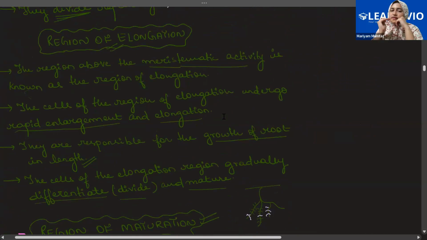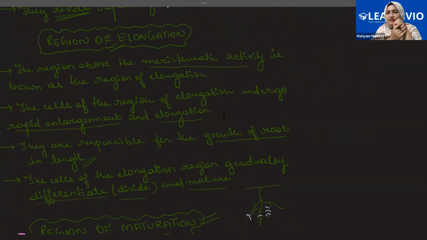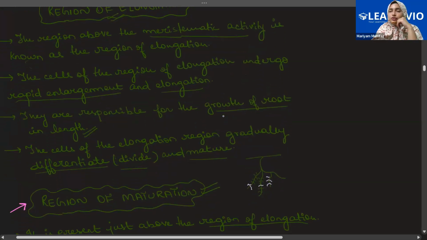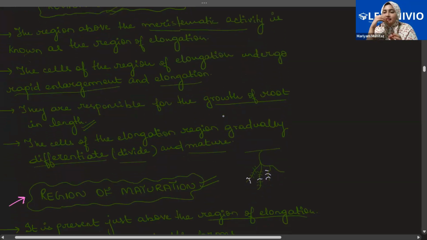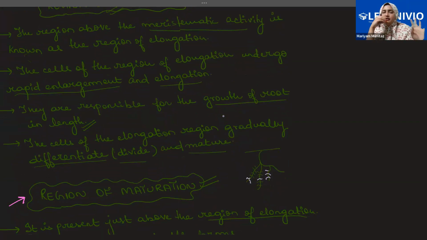Now right above the region of meristematic activity, we'll find the region of elongation. The cells present in this particular region undergo rapid enlargement and elongation, because the name only suggests that, right? And they are responsible for the growth of the root in terms of its length. The meristematic activity and the elongation work together. They increase the length of the root.